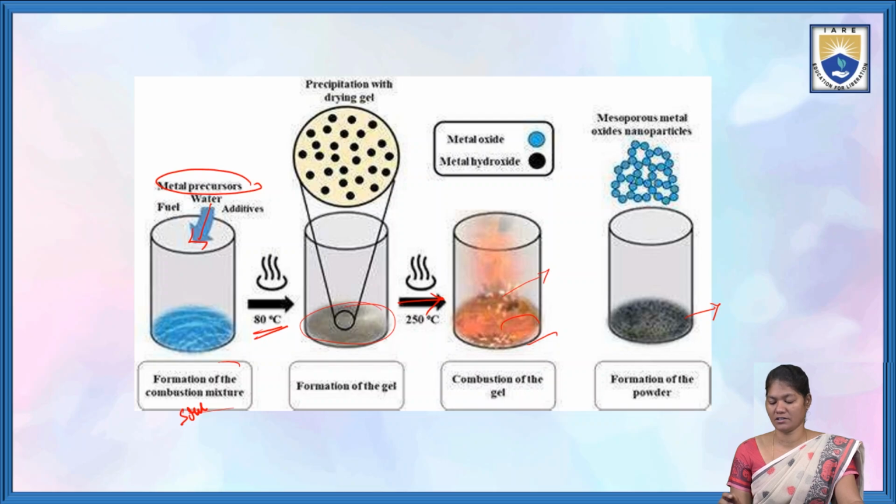Which is required. So mesoporous metal oxide nanoparticles can be obtained finally. So that is outstanding nanoparticle catalysts, with the structures.